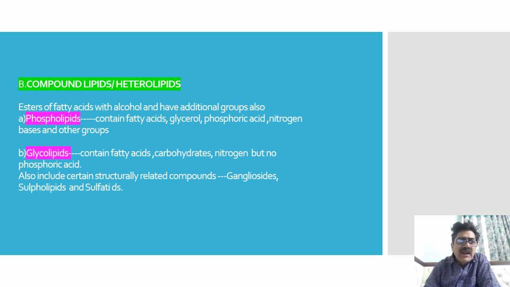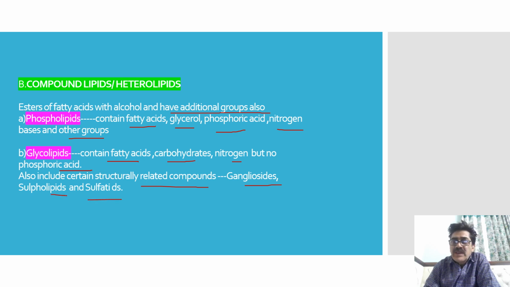Compound lipids are again esters of fatty acids with alcohol, but they have some additional groups attached. For example, a subclass is phospholipid. Phospholipid itself indicates some phosphate group must be there. They contain fatty acids, glycerol, that is the alcohol, phosphoric acid, and nitrogen bases and other groups. That completes phospholipids. Then glycolipids contain fatty acids, carbohydrates, and nitrogen, but there is no phosphoric acid. Remember it. They may also include certain structurally related compounds like gangliosides, sulfolipids, and sulfatides.